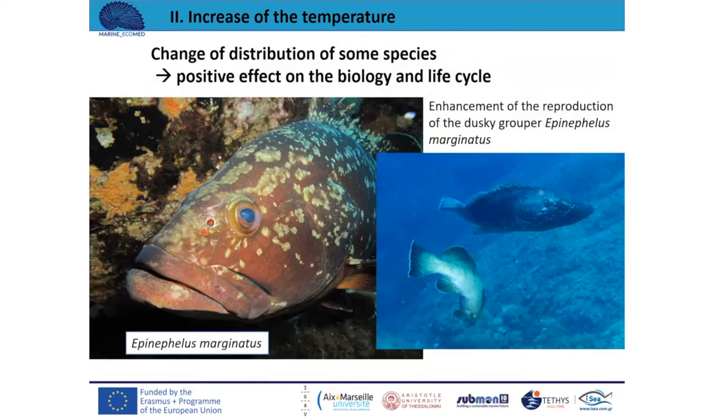Sometimes global warming can have positive effects on the biology or life cycle of some species. The increase of temperature, combined with protective measures, has certainly contributed to enhancing the reproduction of the dusky grouper Epinephelus marginatus, and can have favored this species.